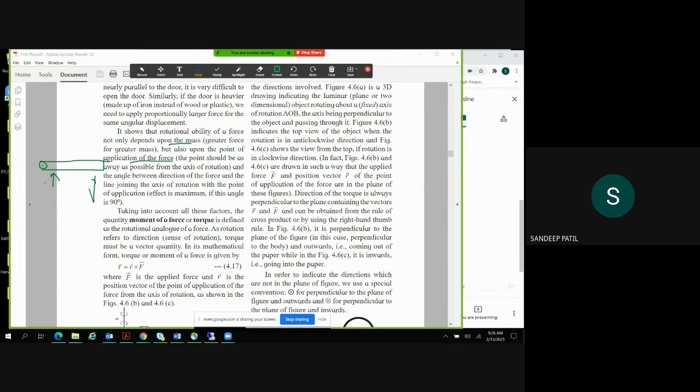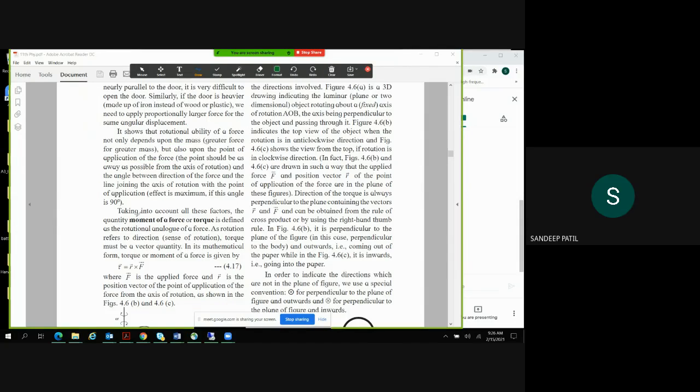So what does it mean? So this is the application of force right here. This force should be at 90 degrees to this line which is passing through this axis of rotation. Then only you will feel that the effect is maximum, meaning you can open the door very easily. If you change the angle of this force from 90 degrees to 30 degrees or 40 degrees, you may have to put more force to open the same angle of door. So these are all the physics.